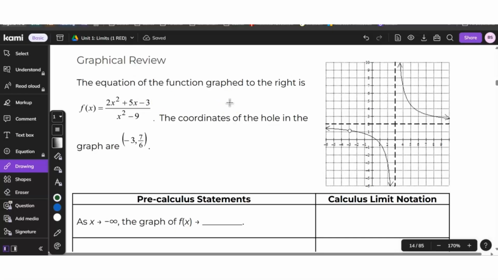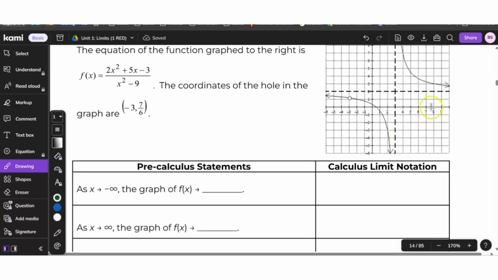All right, the equation of the function graph to the right is that. I'm not going to read that. The coordinates of the hole in the graph are -3 and 7/6. So that hole that's right here, that's where that hole is. Then, in pre-calculus, the way that we would say these things, and then we're going to learn how to write it in calculus notation.